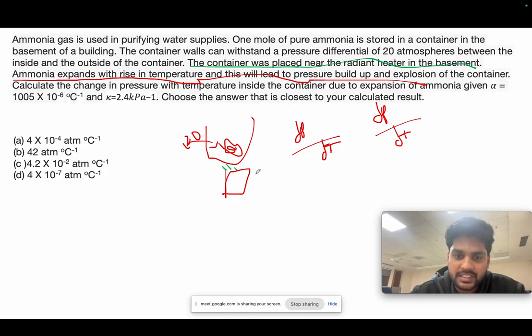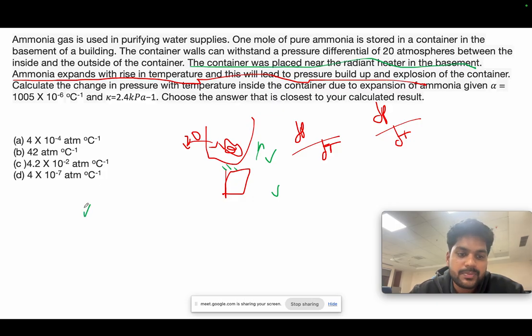Ammonia expands with rise in its temperature. So ammonia expands, it means there is a change in the volume. So the volume is changing, and this will lead to the pressure buildup and explosion. So how can you calculate the change in pressure with temperature?